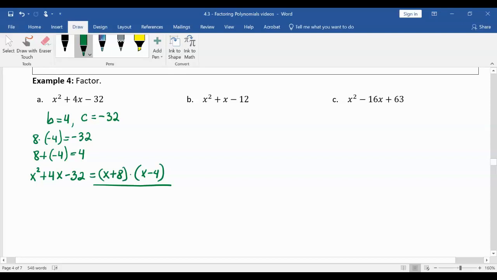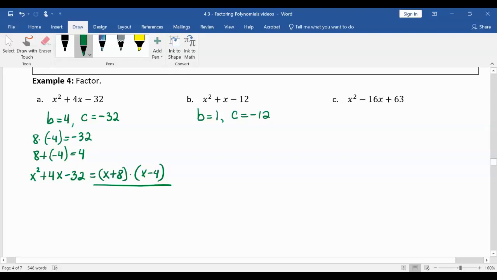The next example, x squared plus x minus 12. Again, let's identify the b, the number in front of x, in this case 1, and c is going to be negative 12. We want numbers that, when we multiply, we get negative 12. We can have 2 times negative 6, but when we add them, we need to get 1. 2 plus negative 6 doesn't give us 1.